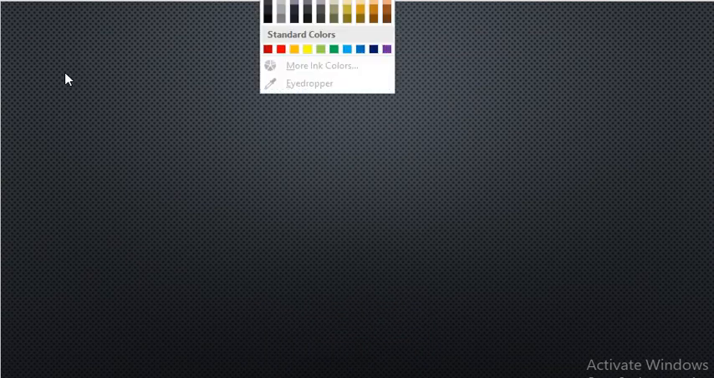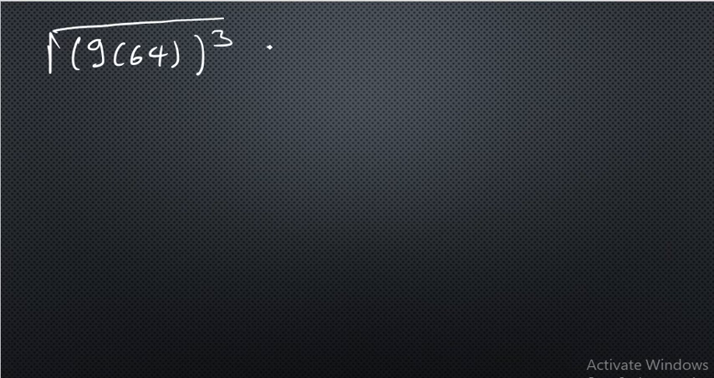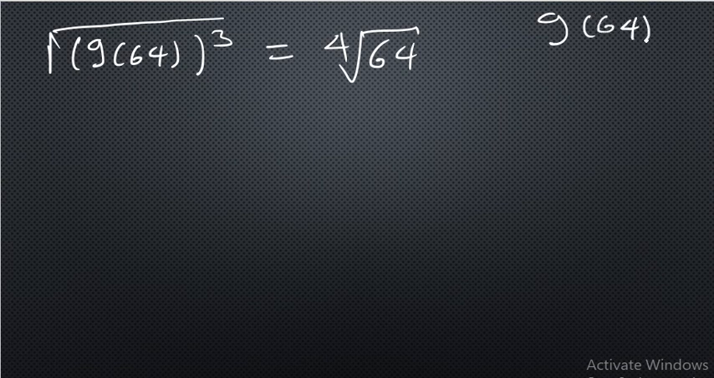What do I have? The square root of g of 64, the whole cubed, is equal to the 4th root of 64. We do have this one. So our objective, don't forget, is to get g of 64. This is what we are looking for. Okay, the next step, we can write this one.